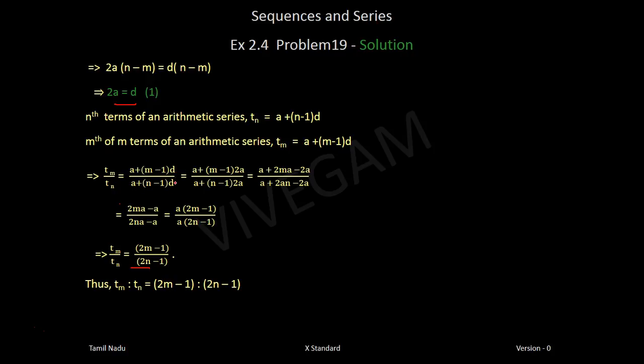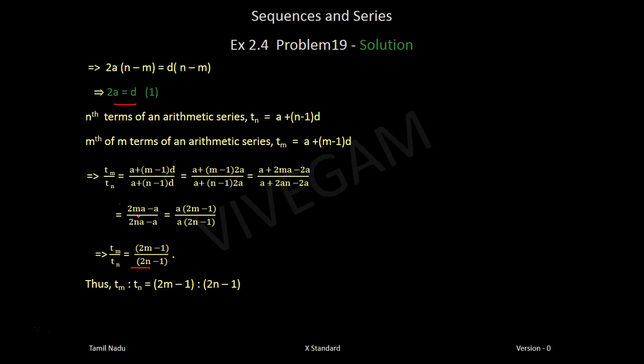Now replace this d with 2a. Right, so it will become a plus (m minus 1) into 2a, and this will be a plus (n minus 1) into 2a. Expand this, so it will be a plus 2ma minus 2a. This will be a plus 2an minus 2a. So then what will happen? This will be 2ma. A minus 2a is minus a. Similarly, this will be 2an minus a.